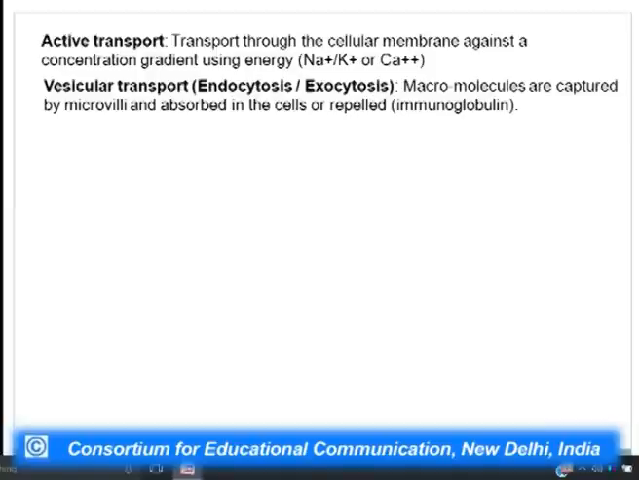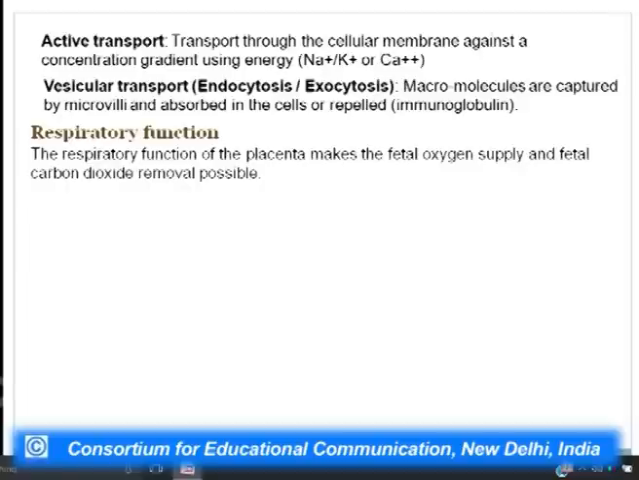Macromolecules are captured by microvilli and absorbed in the cells or repelled, such as the immunoglobulins or the antibodies are transferred from the maternal tissue to the fetal side by the receptor mediated endocytosis, and this is how the transport can take place across the placental barriers.